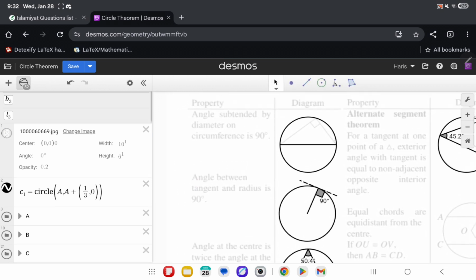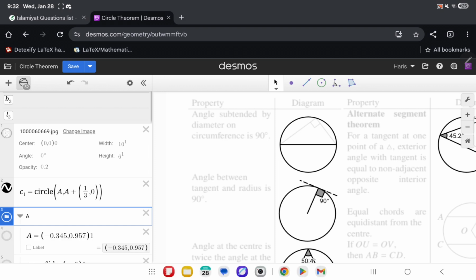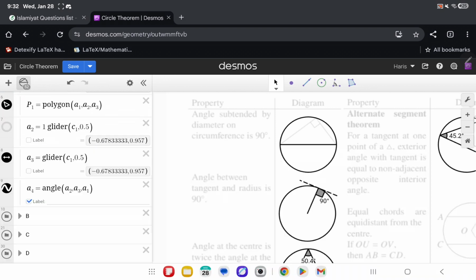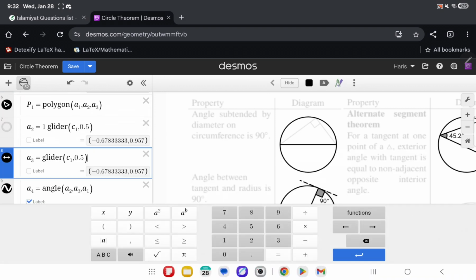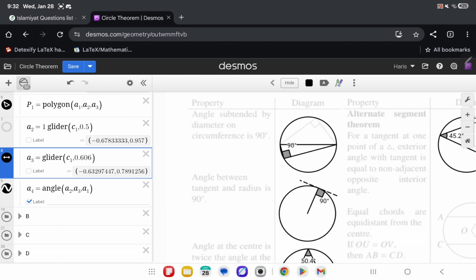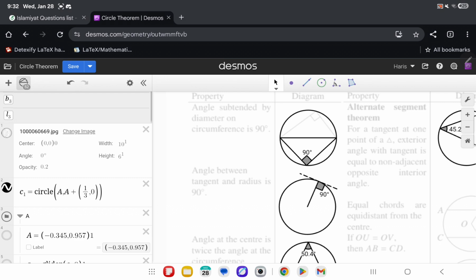This works for a 90 degree angle. Excuse me, yes, I lost this point. Okay, do not lose yours.